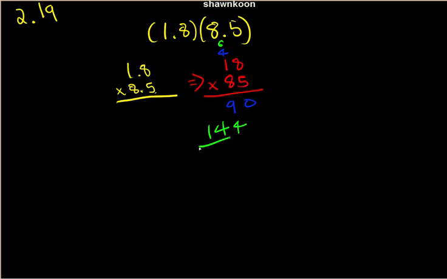So we just add these two. If we add those two, what do we get? We get 1530.